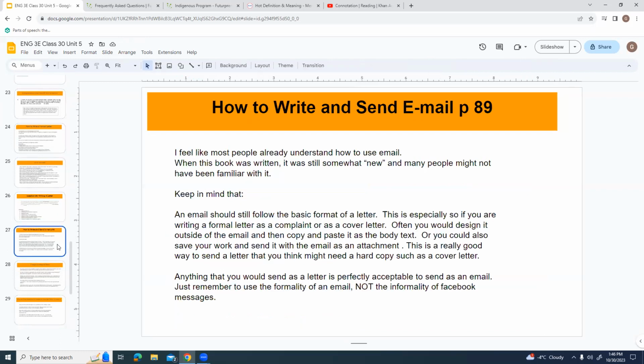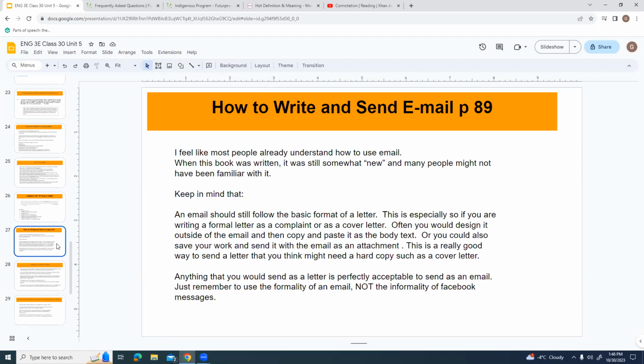Okay. We've got a little bit of time. How to write and send email. This is on page 89. I feel like most people already understand how to use email. I don't really know if this is important, but when this book was written, it was still somewhat new, and many people might not have been familiar with it.